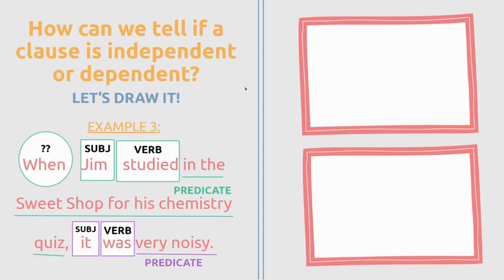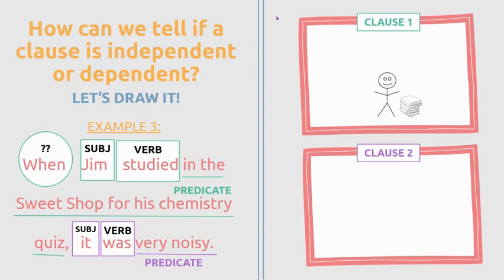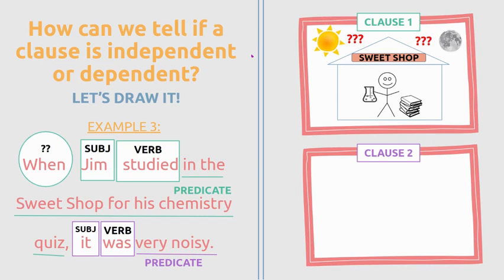We have our fun word "when." Again, maybe we have to figure it out because we don't remember that it's a dependent marker word. As we can see, I have 2 pictures over here now because I have 2 clauses. Clause 1, there's our buddy Jim. Jim's a great studier. He is studying for his chemistry quiz and he's in that sweet shop. Once again, I have this final word "when," and I don't know when he's studying. So that's my first clause.